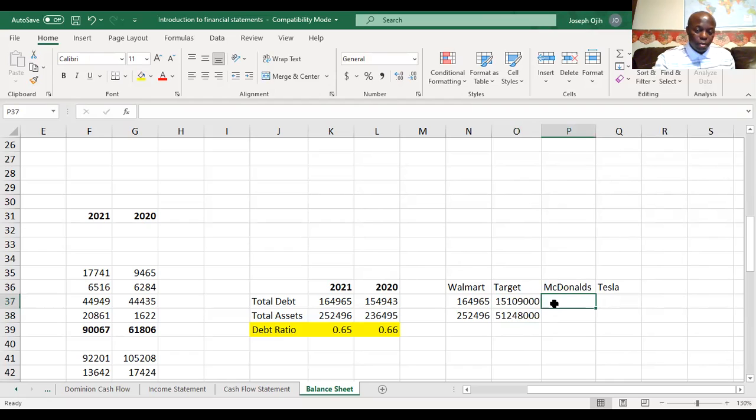Now McDonald's will be 51,463,200, and then total assets will be 52,626,800. I know some of you might be wondering why I'm doing it this way. I want to use real life companies so that you can see by yourself that evaluating a company is not really difficult. You can do it by yourself and decide which company to invest your money in.